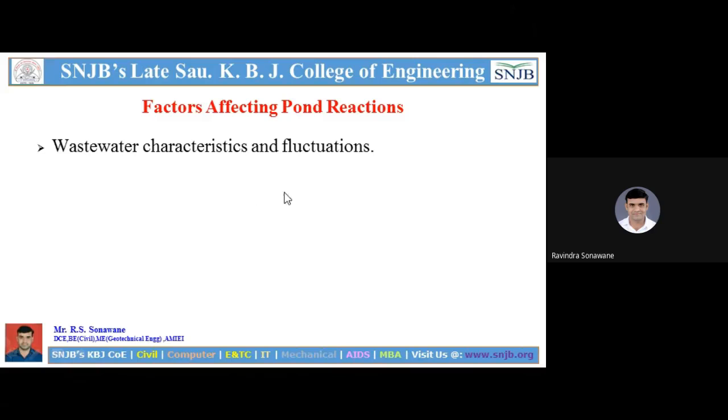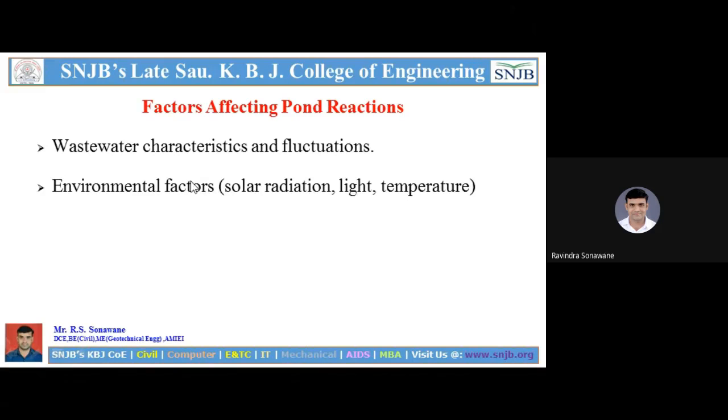Wastewater characteristics and their fluctuations are very important factors affecting the pond reaction. So we are seeing here the factors affecting the pond reaction: wastewater characteristics and fluctuations. This is the first of the factors which can affect the pond reaction.